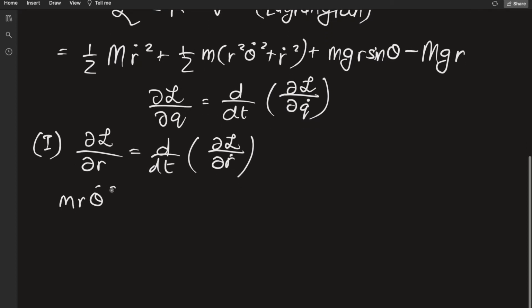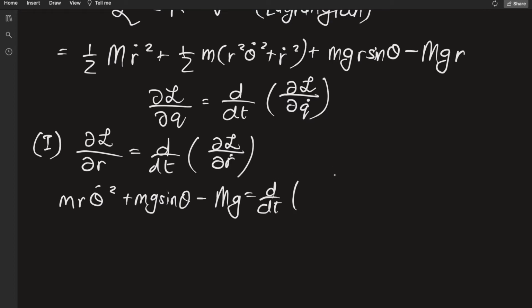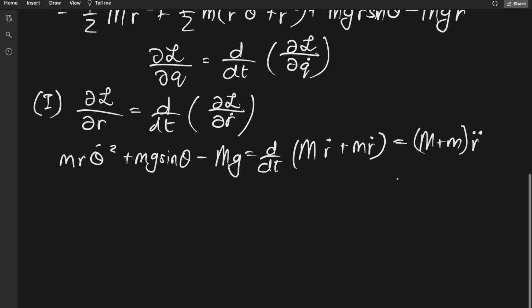Mr theta dot squared plus mg sine theta minus capital M times g is equal to the time derivative of this quantity here, m times r dot plus small m times r dot, which can be rewritten as capital M plus small m times r double dot. Fine, that's one raw equation we have.